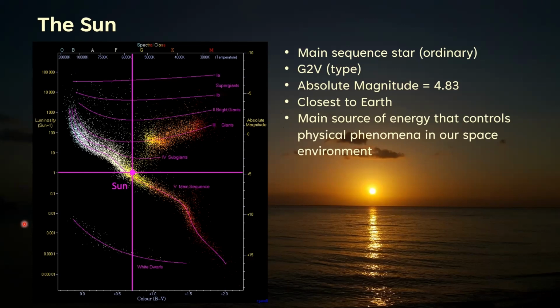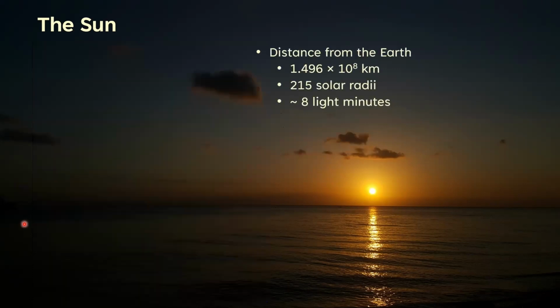So to give you some idea, because this is the closest star that we have, it's about 1.4496 times 10 to the 8 kilometers away, which is equivalent to about 215 solar radii.